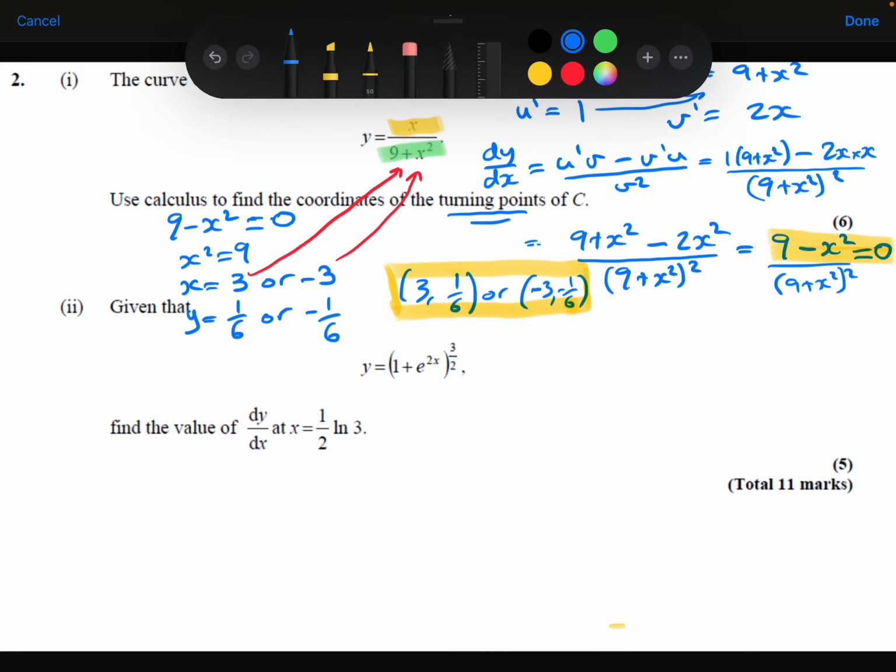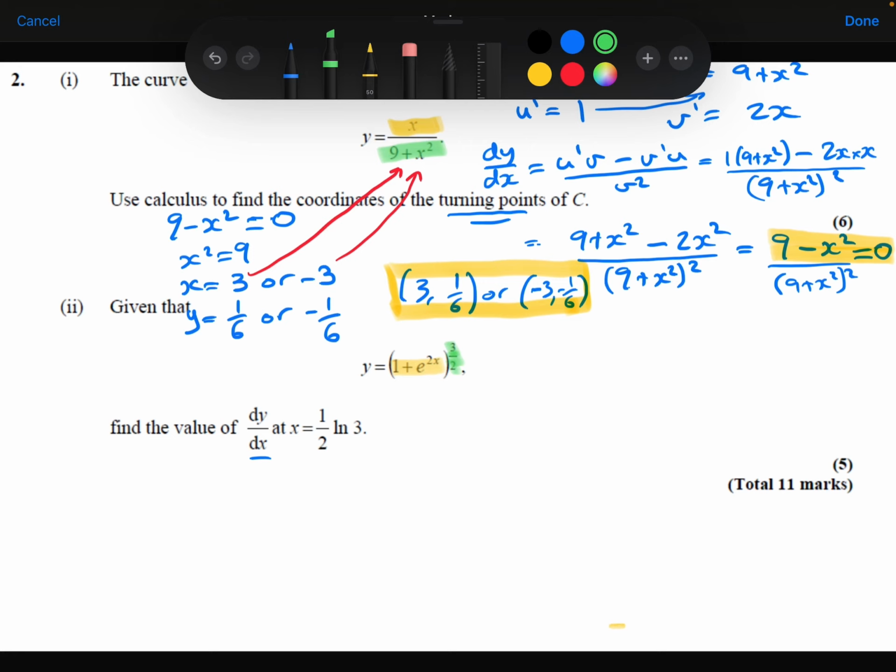So given that y equals 1 plus e to the 2x, all to the power of 3 over 2, we need to find the value of dy by dx at x is equal to 1/2 ln 3. So we want to differentiate. To differentiate this, I'm going to use the chain rule because I've got the 1 plus e to the 2x inside the function where the power is 3 over 2.